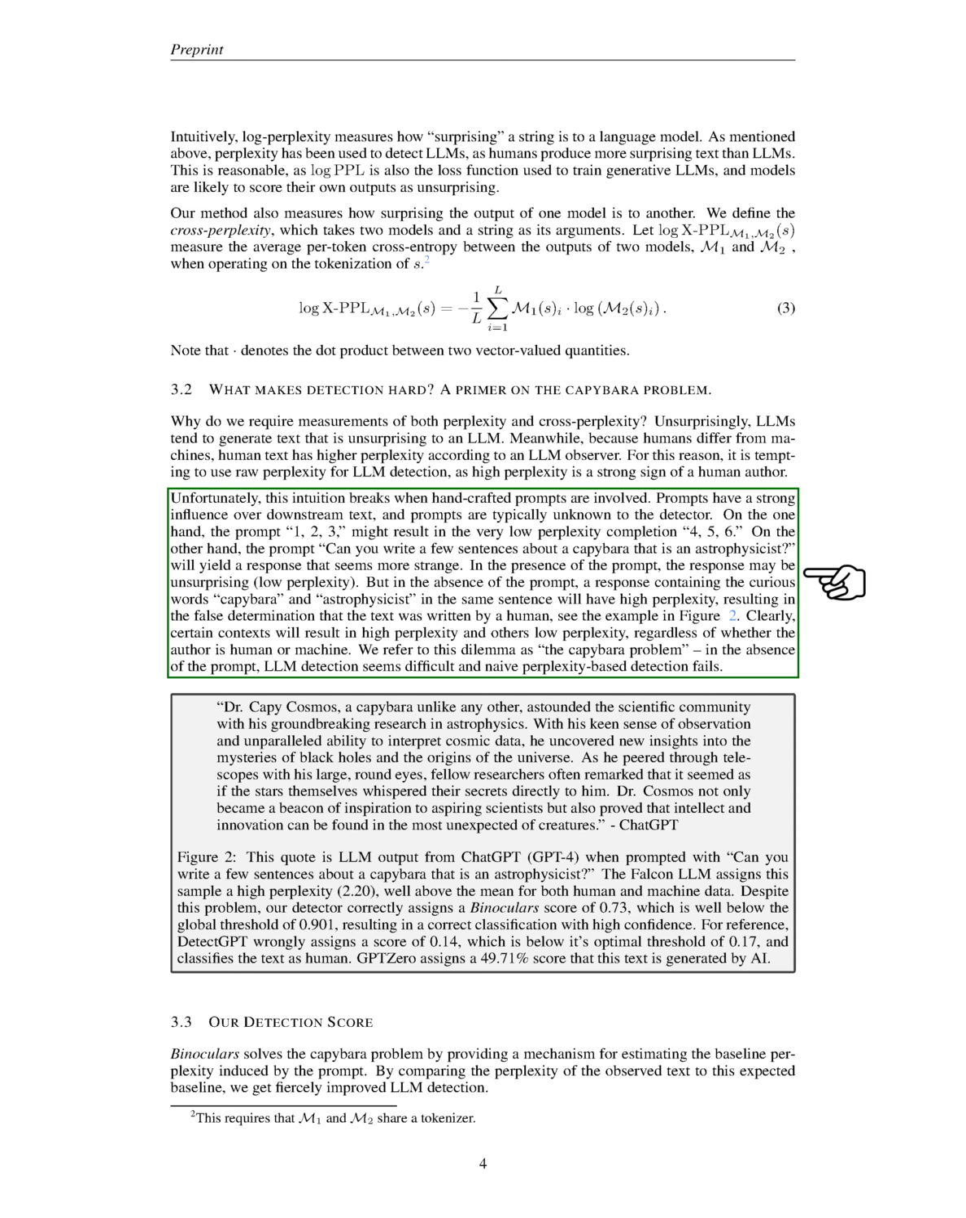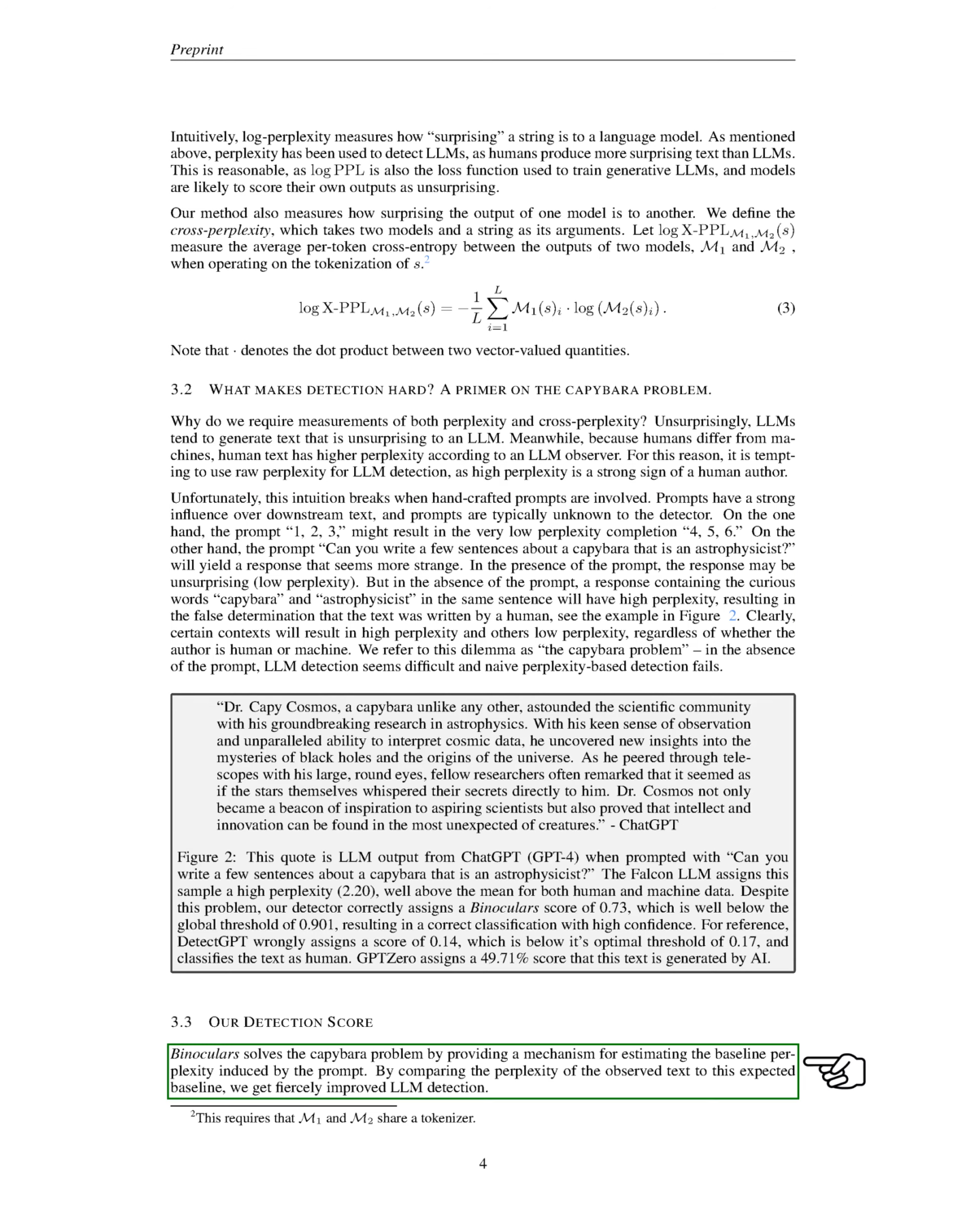But the prompt, "Can you write a few sentences about a capybara that is an astrophysicist?" will yield a response that seems more strange. In the presence of the prompt, the response may be expected, low perplexity. But in the absence of the prompt, a response containing the unusual words, capybara and astrophysicist, in the same sentence will have high perplexity, leading to the incorrect conclusion that the text was written by a human. We refer to this dilemma as the capybara problem. In the absence of the prompt, large language model detection seems difficult and naive perplexity-based detection fails.